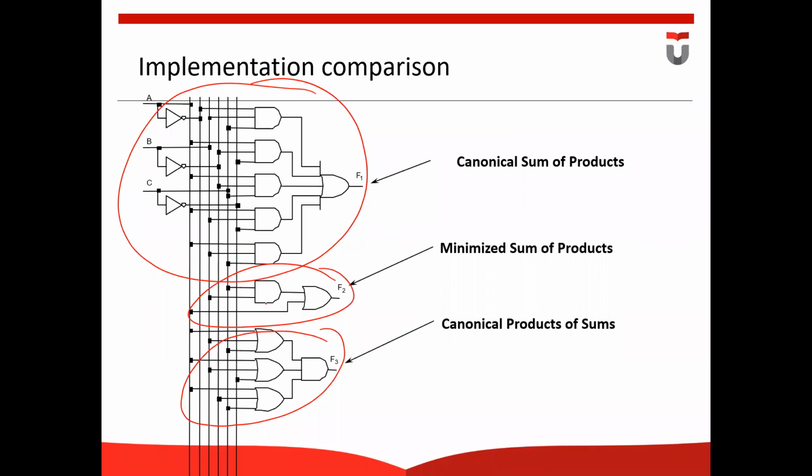As you can see in here, the canonic SOP needs 1, 2, 3, 4, 5 AND gates and 1 OR gate. And in POS, we need 3 OR gates and 1 AND gate. But still, the minimized SOP is the best. Only 2 gates. One is an AND gate and the other one is an OR gate. Okay.